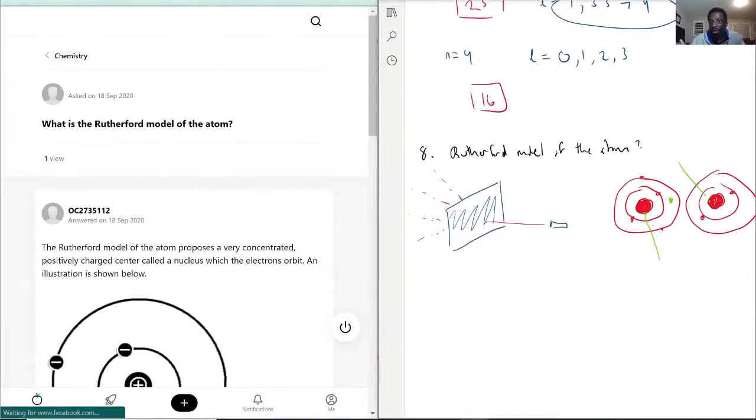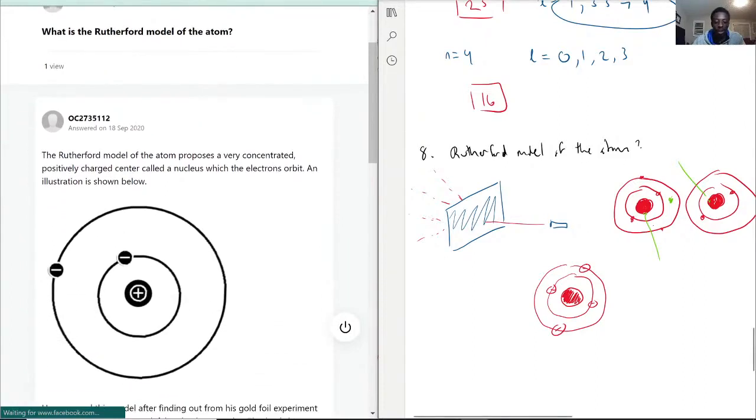And the important thing to note for the Rutherford model is that there is a larger concentrated nucleus surrounded by smaller tiny particles floating about it. And that is how we have the Rutherford model. Okay.